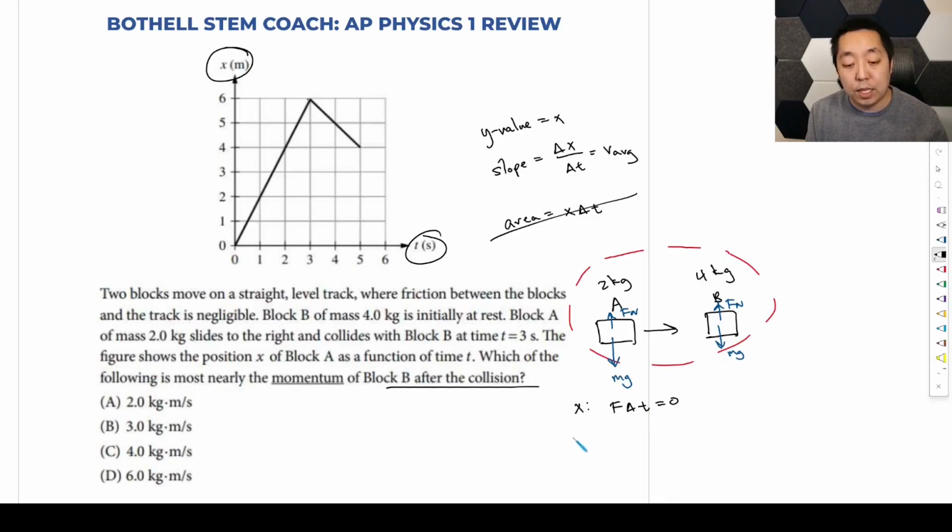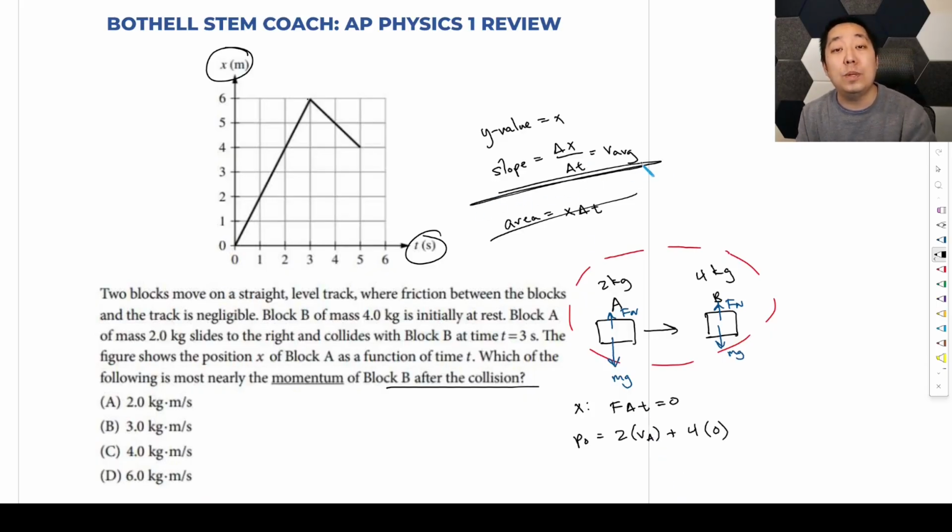So we would say the initial momentum is the 2 kilogram times the velocity of A, plus the 4 kilogram, which is at rest, so times 0. Now, what's the velocity of A? That's why we wrote this down. The slope is going to tell us the velocity here. This one goes over 1, up 2, so that slope is 2 meters per second. So this is 2 times 2, which is equal to 4 for the initial momentum.